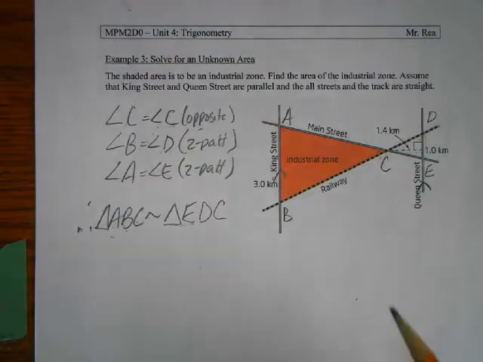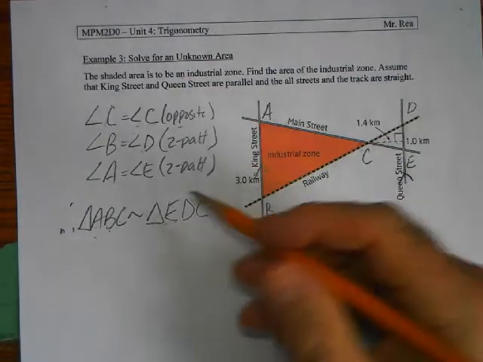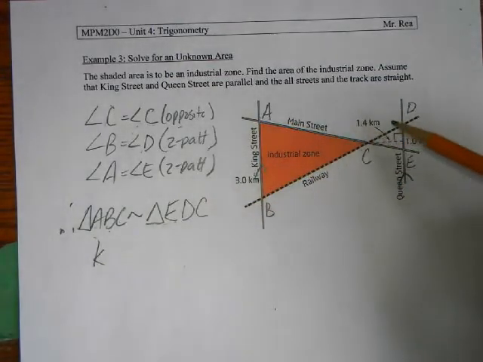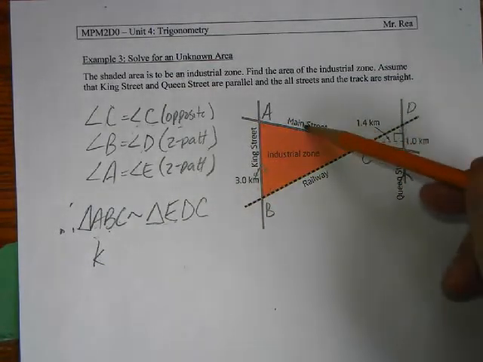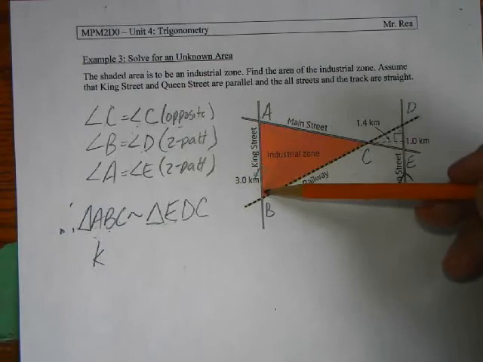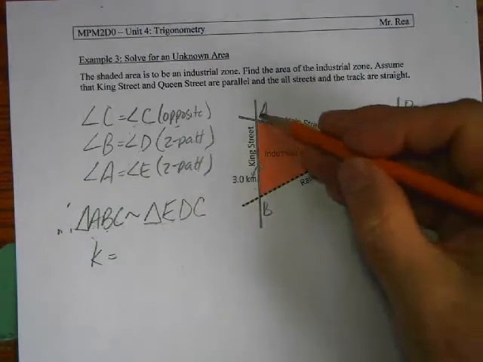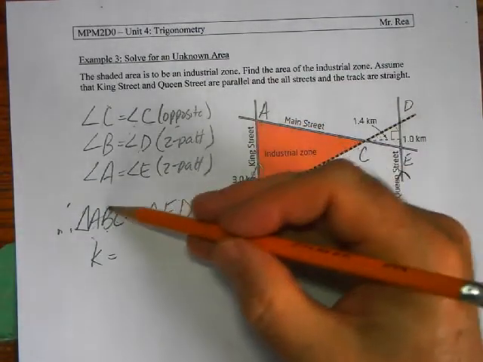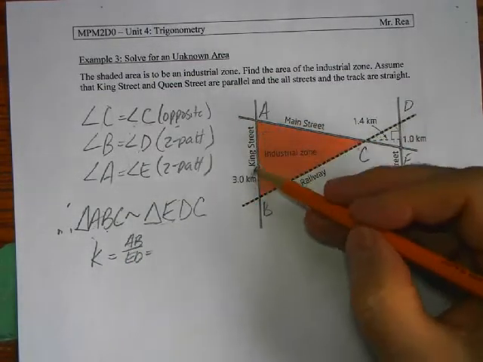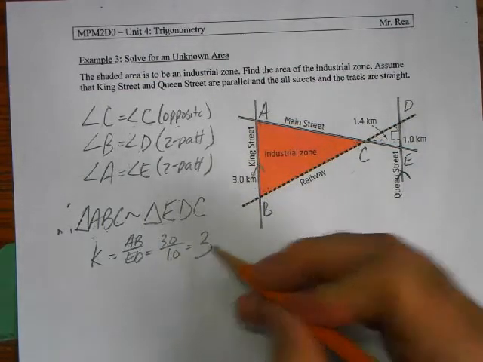Now that we know these are similar, I'm going to figure out the scale factor K. What did we have to multiply these sides by to get these sides, or vice versa? I happen to know two sides. I know AB and I know ED, so AB and ED are corresponding sides. So AB over ED, that's going to be 3.0 kilometers over 1.0. So that's K equals 3.